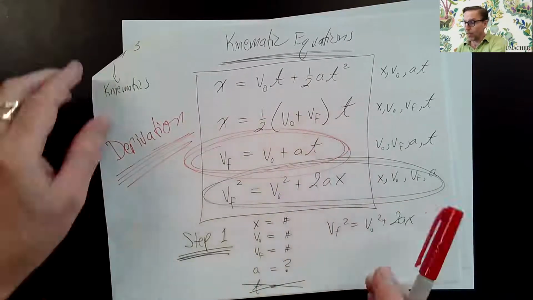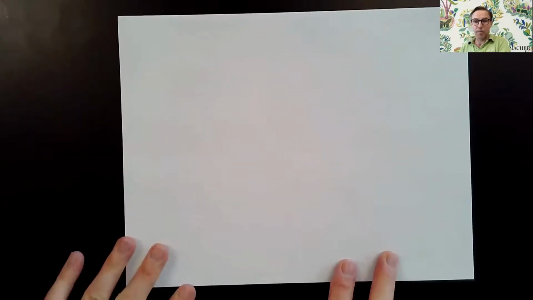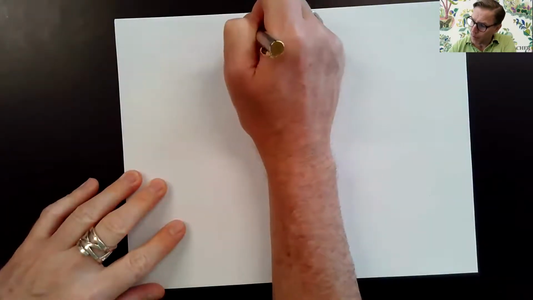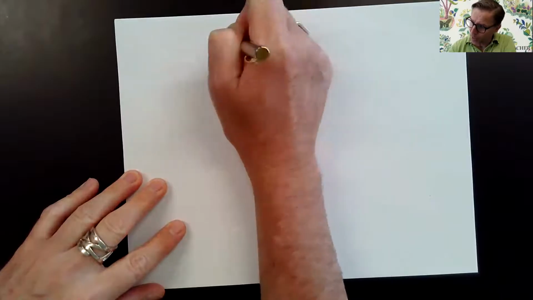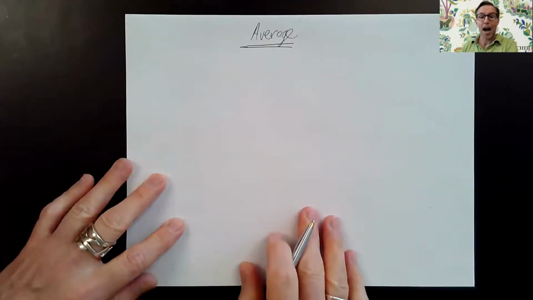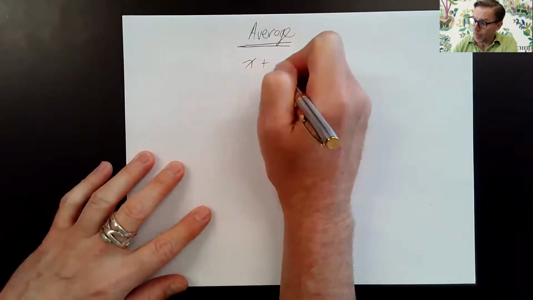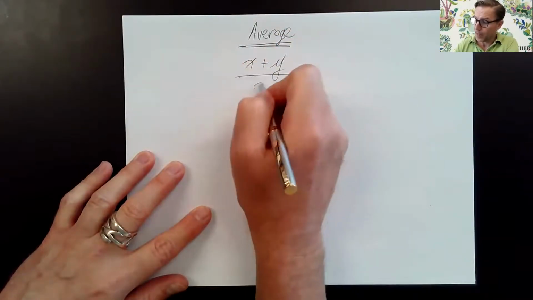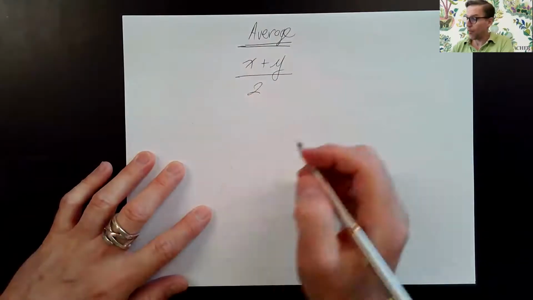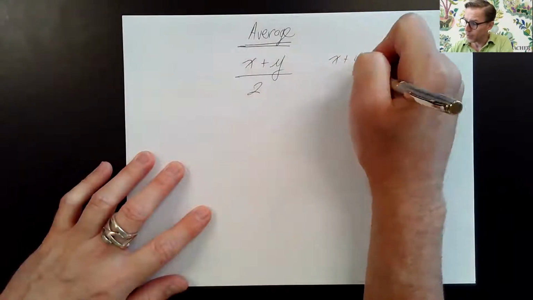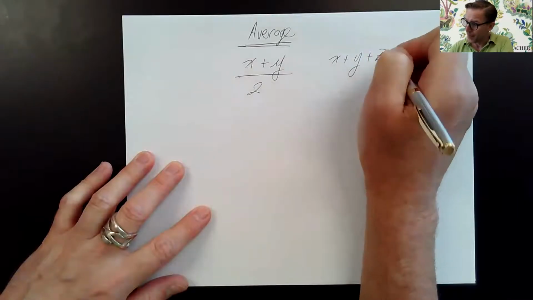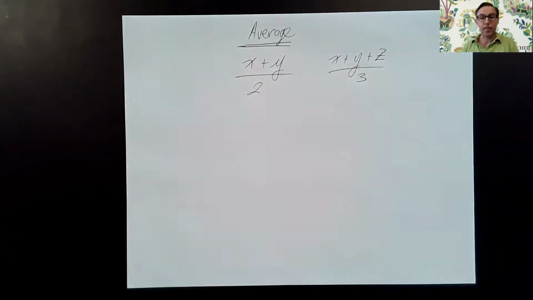X equals 1/2 (V initial plus V final) T. Where does that come from? Well, that's just an average. Remember, if I want to find an average of two things, one way I can do that is take the first thing plus the second thing, add them together and divide by 2. If I want to have an average of three things, I can do x plus y plus z and divide by 3, right? And so on.